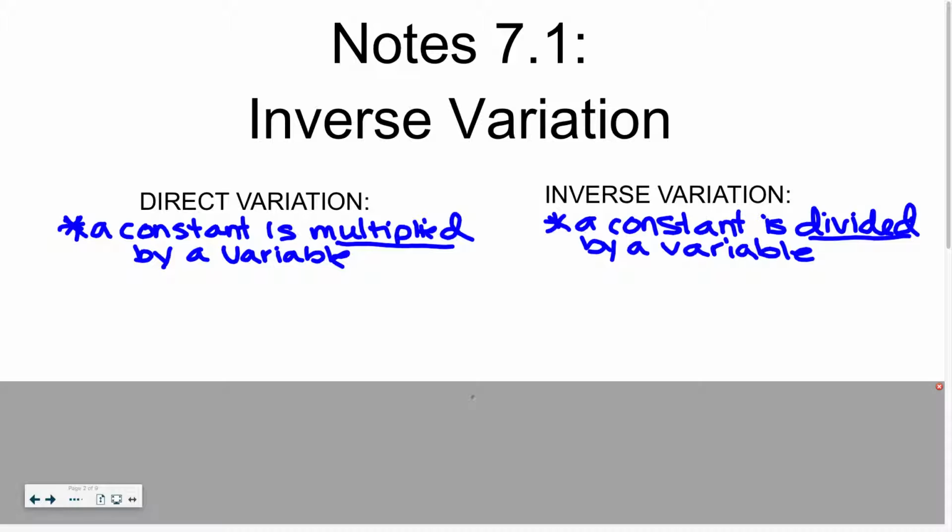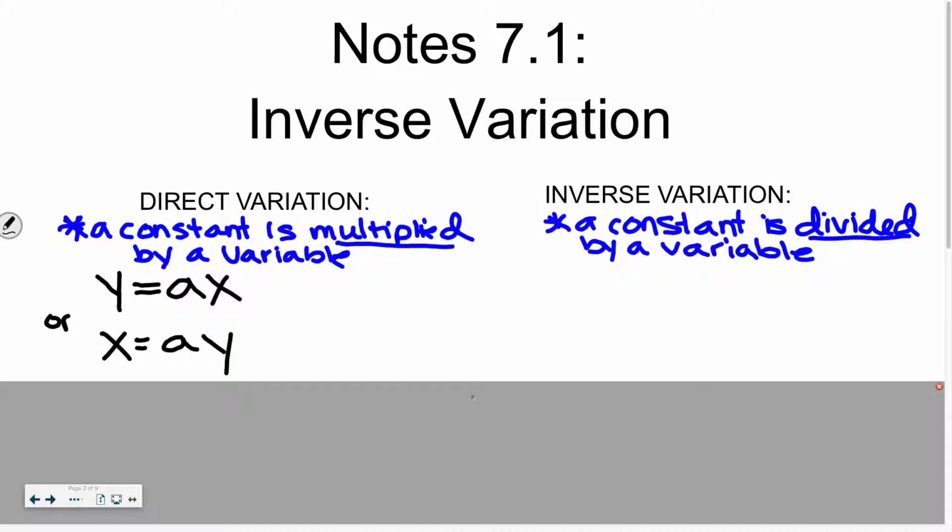Okay, now I'm going to put those things into equations. So what does that look like? I'm going to let my constant be the letter A. So A is going to represent my constant. Direct variation can look like y equals A times x, so it's the constant times a variable. And don't get too hung up on the letters x and y and where they go. We could also say that x equals A times y is also direct, because it's still a constant times a variable.